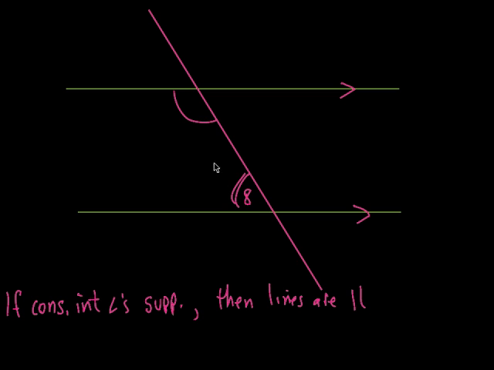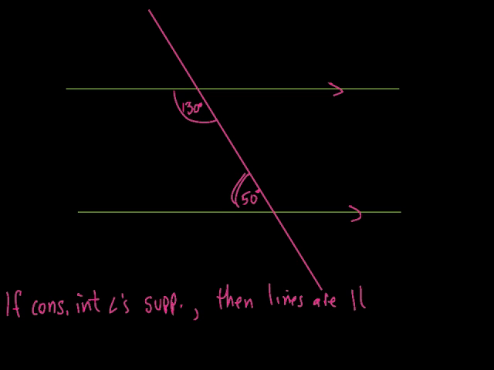So if I did this, watch, if I said that's 130 degrees and this is 50 degrees, what could you say about these two lines? Well, they're supplementary, aren't they? If the consecutive interior angles are supplementary, then these two lines have got to be parallel to each other. All right, so I just proved it. If the consecutive interior angles are supplementary, then that must mean that these two lines have to be parallel to each other. All right, hope that makes a little bit of sense to you.